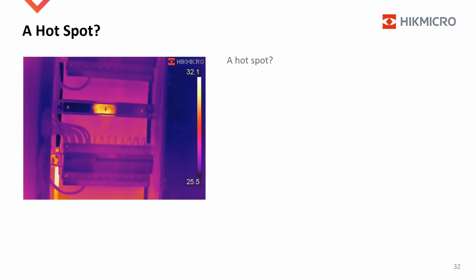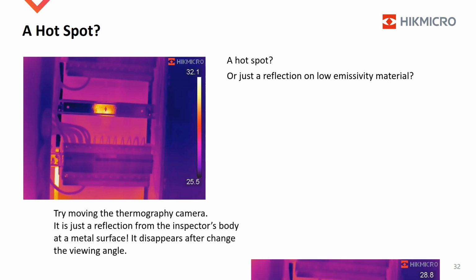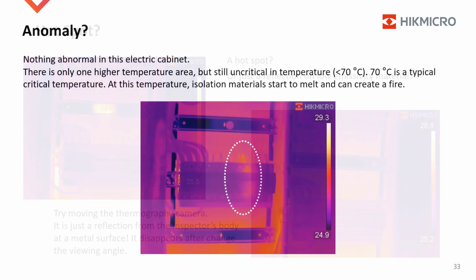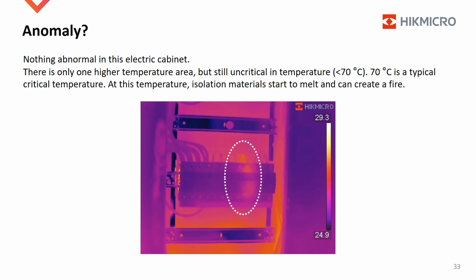Is it a hot spot? Or just a reflection on a low emissivity material? Move the thermography camera. It turns out to be just a reflection from the inspector's body on a metal surface. The bright areas in the image become darker after changing the viewing angle. So, is this an anomaly? Nothing is abnormal in this electric cabinet.